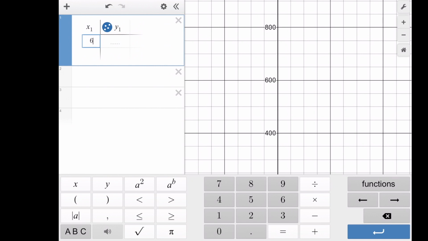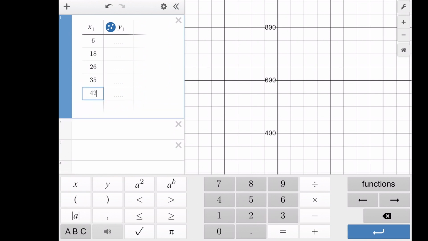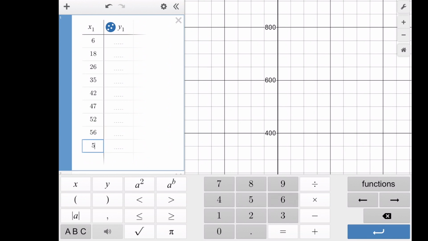So 6, 18, 26, 35, 42, 47, 52, and then 2 56s. And then my Y's are going to be 74, 67, 55, 29, 39, 2, then 35, 29, and 9. And you do need to have this information entered in. So now we're going to get the equation.